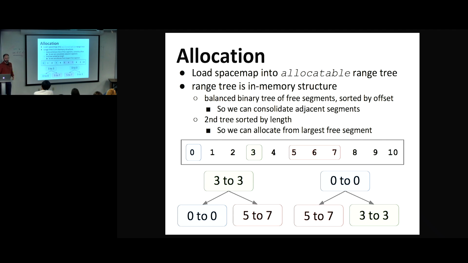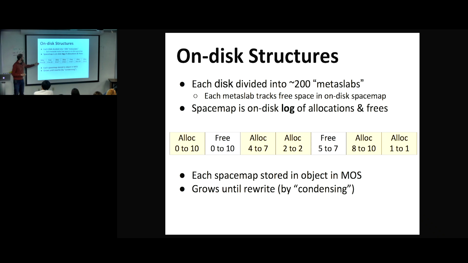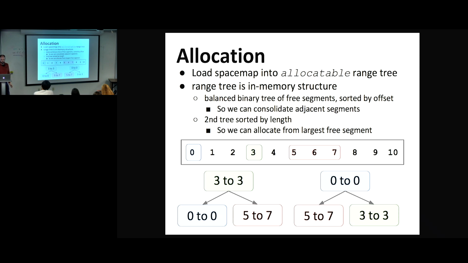But this data structure is really, really inefficient to allocate from. If we want to find where the free space is, we'd have to guess, maybe there's free space at offset 7. Okay, now read every one of these entries until we find the information about offset 7. So when we want to do allocations, we load this space map into a data structure that we call a range tree.